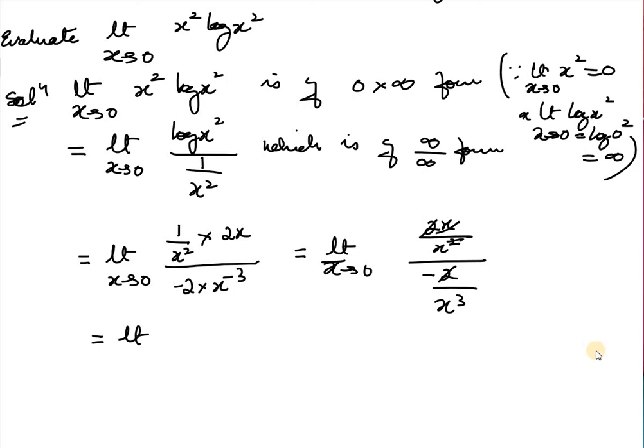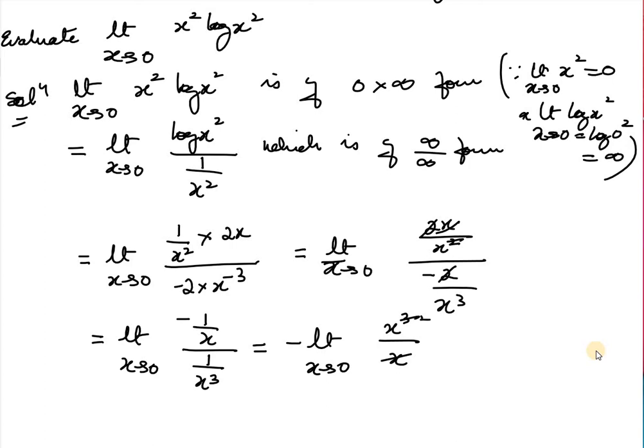It reduces to limit x tends to 0, 1 by x, or minus sign will be there, divided by 1 upon x cubed. And this is equal to limit x tends to 0. I can take out that minus sign, minus limit x tends to 0. Now x cubed will come to the numerator, so it will become x cubed by x. So you can cancel this one, which reduces to minus limit x tends to 0, x squared.